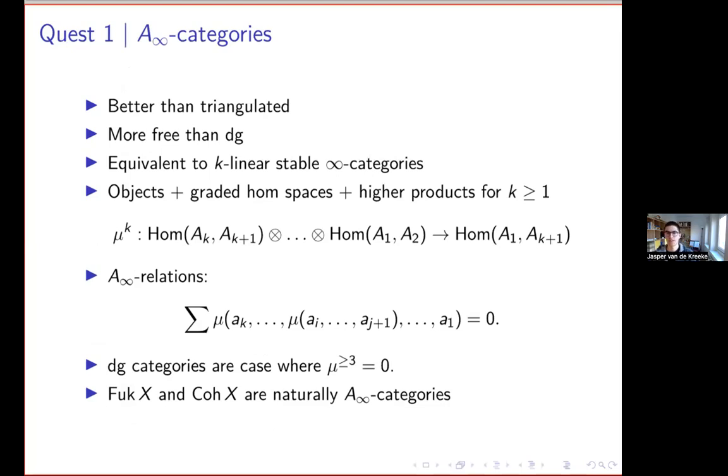Let's get started with quest 1, A-infinity categories. So A-infinity categories, as you know, are better than triangulated categories.